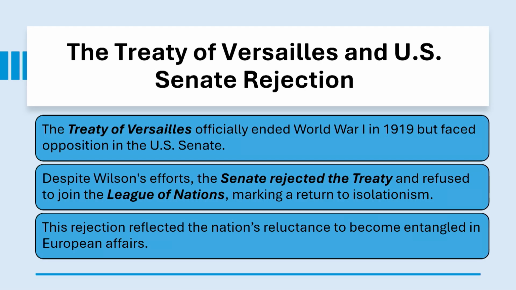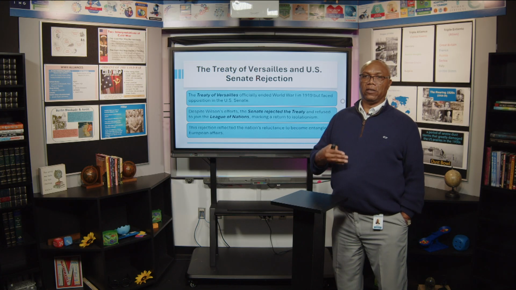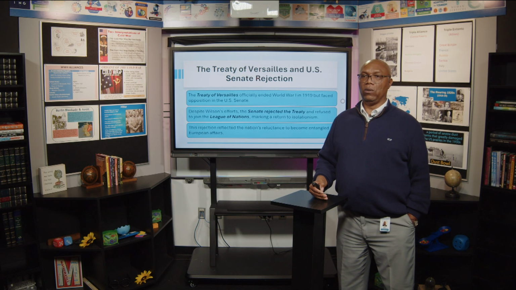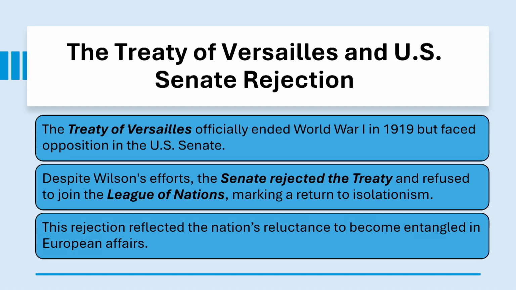The Treaty of Versailles and the U.S. Senate rejection. One of the things that we said is that the United States of America wanted to return to isolationism and neutrality. The Treaty of Versailles officially ended World War I in 1919, but faced opposition in the United States Senate. The irreconcilable senators were a group of senators that believed the United States of America should not be tied to the affairs of what was going on in Europe. And as a result, because we would be required to approve of the League of Nations, they decided that they would not ratify the Treaty of Versailles. The rejection reflected the nation's reluctance to becoming entangled in European affairs.